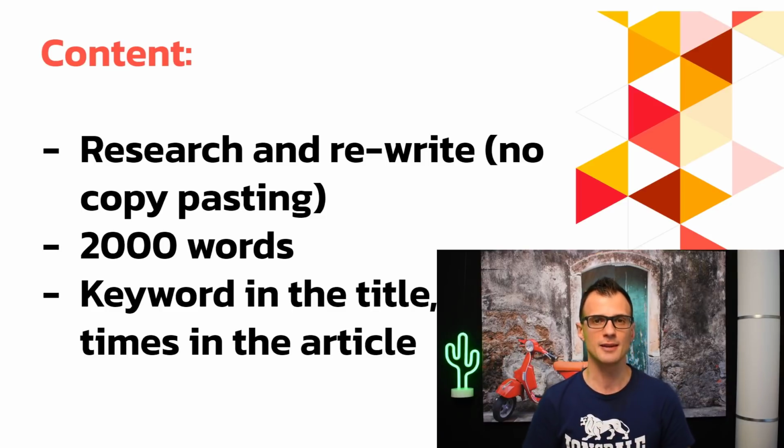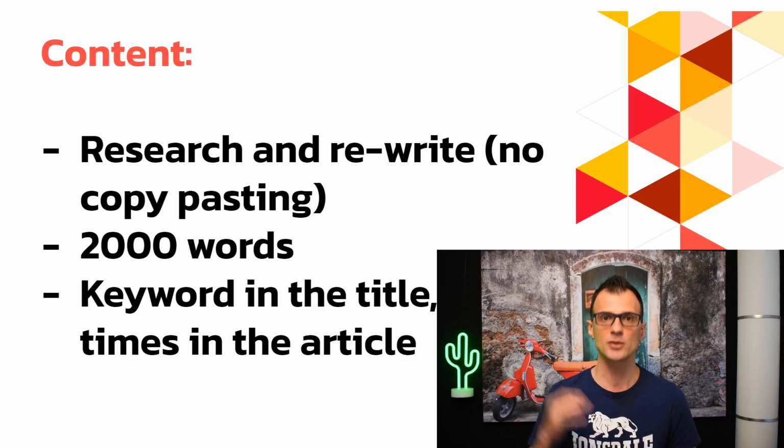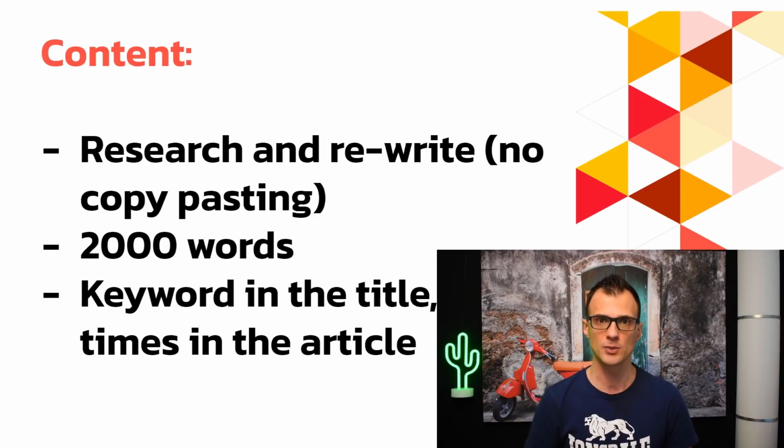Because Google can really tell if your article is high quality or not. So I really recommend putting a little bit of time and thought into creating an awesome, amazing article. Your article really should be 2,000 words, potentially even longer if you have got the time or resources to write a longer article. And you will need to include your main keyword that you're targeting in the title. You will also need to include it a few times in the actual body of the article as well.